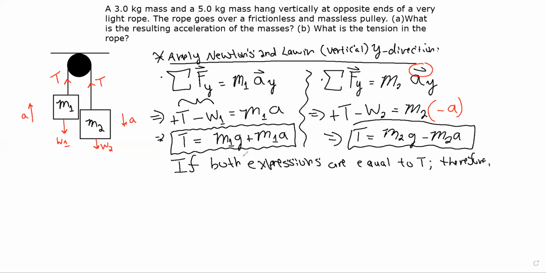Therefore, they equal each other. And that sort of allows us to eliminate T, although we isolated for T in the beginning. So expression 1, M1G plus M1A equals expression 2.